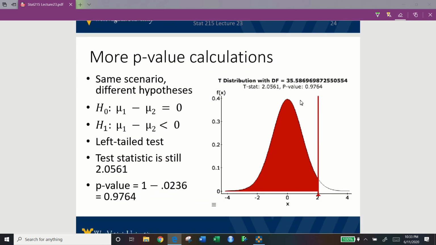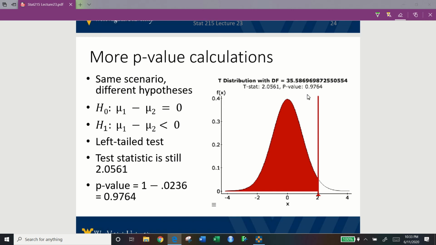Okay, now let's take a look at our third alternative hypothesis, where mu1 minus mu2 is less than 0. This is the left tail test. In this case, our test statistic is still going to be the 2.0563, as we can see in our graph. If you use StatCrunch, it will give you our p-value of 0.9764.